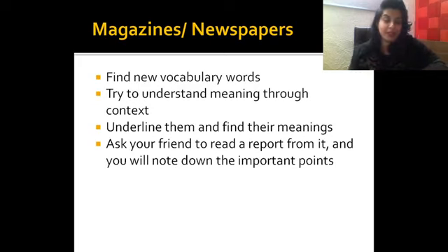And then one more strategy which you can do from the newspapers or magazines: ask your friend to read a report or any article from it, and then you will note down the important points. Or you can first ask your friend to make a kind of a puzzle for you or a grid for you, okay? And then you can fill those. And that's good. I only read headlines of newspapers, but I think that's not a good strategy. So you must improve. Start reading the whole paper. Even if you don't read whole papers, just read one part of the paper or one article.